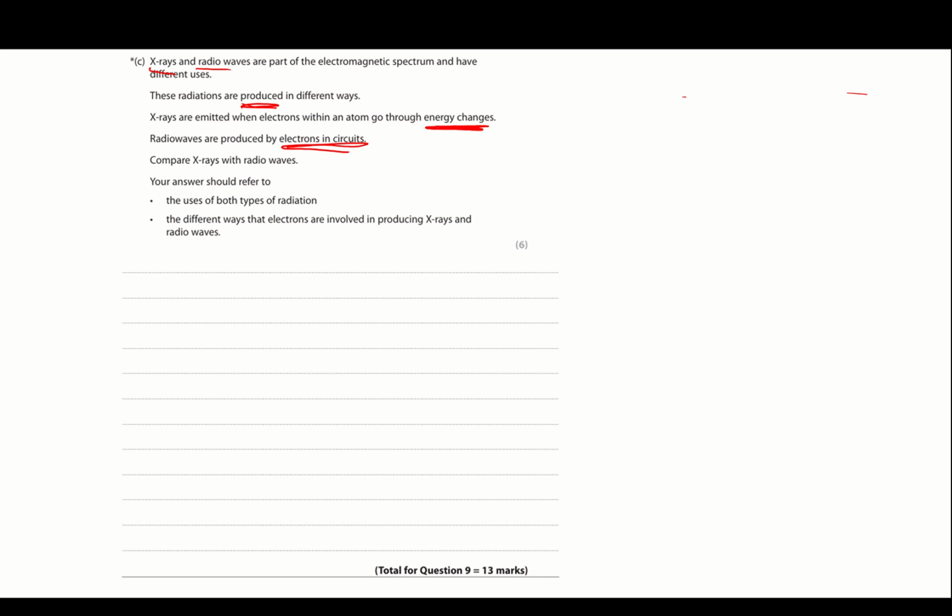And then we've got to refer to both types of radiation. So we've got to say, how are they similar? And then the next part, how are they different, and give some uses.